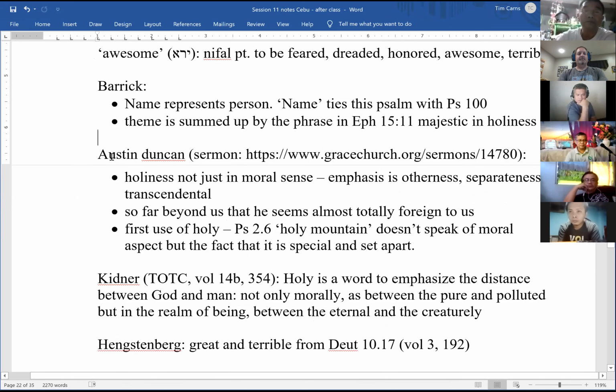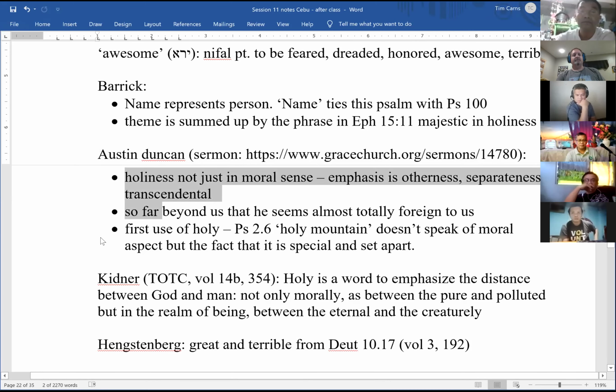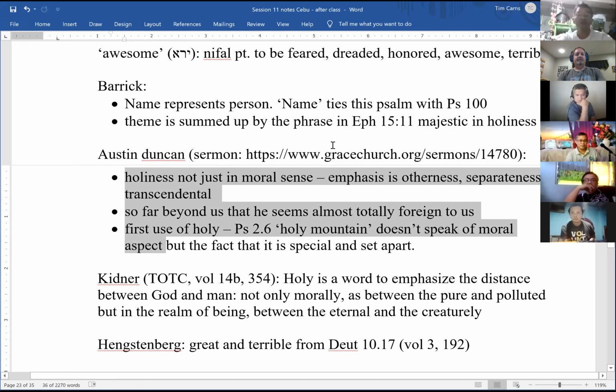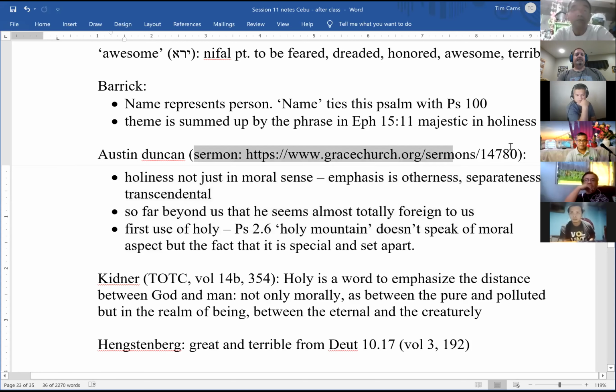I listened to a sermon by Austin Duncan on this psalm. He's a pastor at Grace Church. He's preached a little bit at Shepherd's Conference. Really helpful. He did a sermon on Psalm 99 that I listened to, and I thought, this is really helpful. So these are some comments that I got from him on verse 3. And notice I put where I got the resource from.